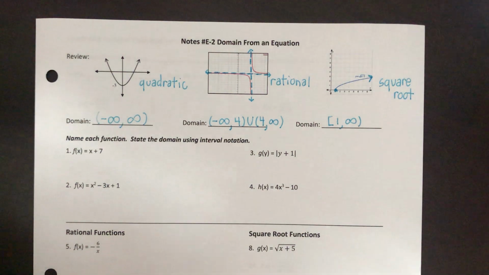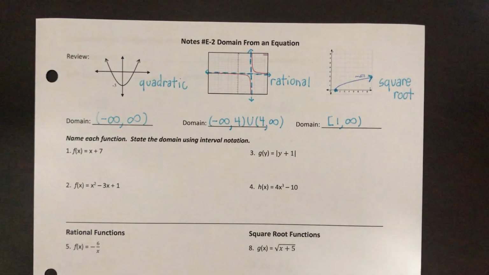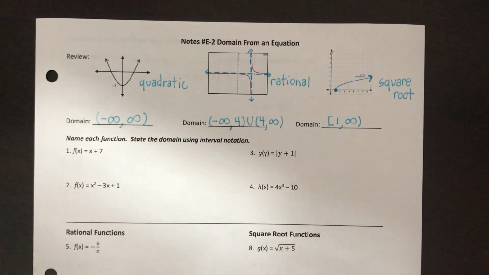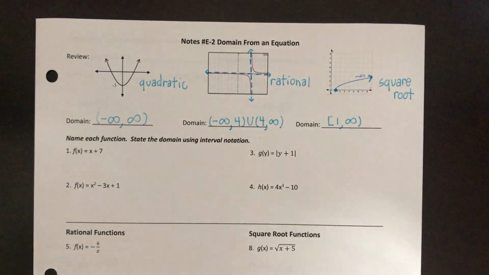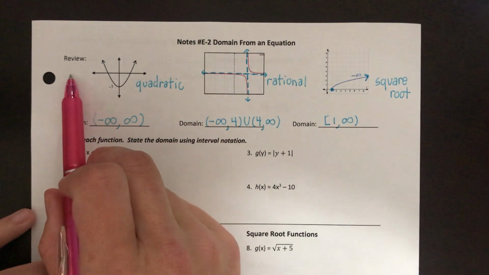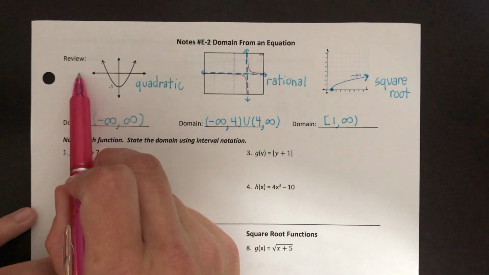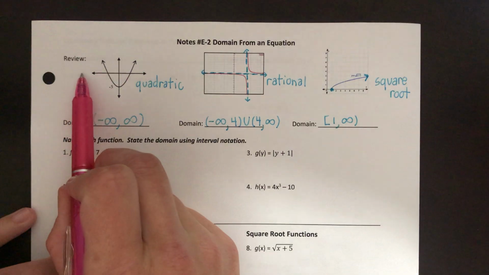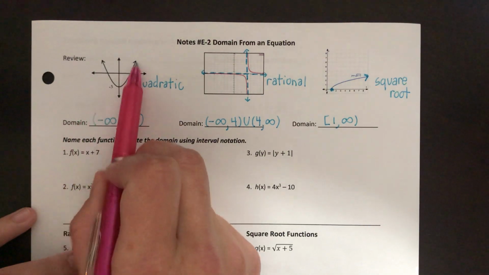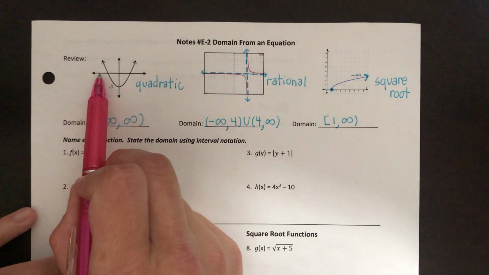Everyone. Today we're looking at notes E-2, domain from an equation. So we've talked about domain from a graph, and today when we're doing domain from an equation, we're going to kind of tie the two in together. So remember, when you're reading the graph for the domain, you read from left to right, and you're asking yourself as you chug along from left to right, is there some ordered pair, is there some coordinate on the graph that I'm looking at? Is there some coordinate that uses this x value as you go?